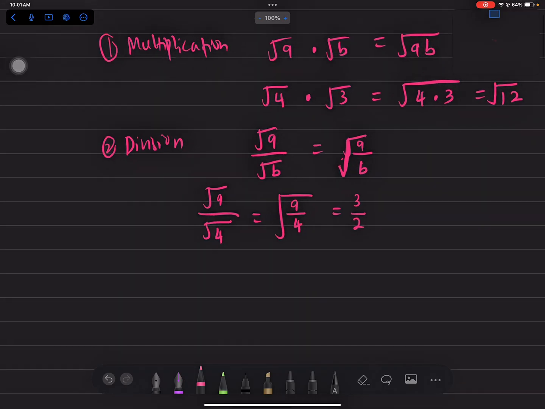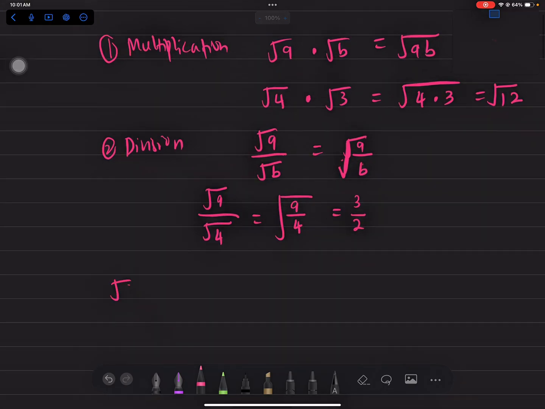And then this is very important. If you have √A plus √B, it is not equal to √(A plus B). With addition and subtraction, we cannot combine the square roots like we do with multiplication and division. So √4 plus √9 is not equal to √13.